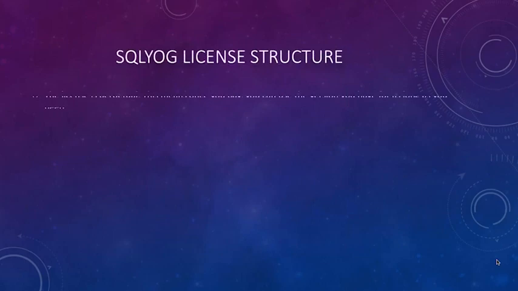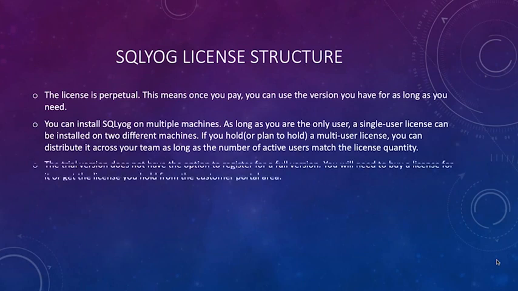Now, what is the license structure for SQLyog? SQLyog is perpetual, which means that you can use it for as long as you need. You can install it on multiple machines as long as you're the only user. A single user license can be installed on two different machines. If you plan to hold a multi-user license, you can distribute it across your teams as long as the number of active users matches the license quantity.